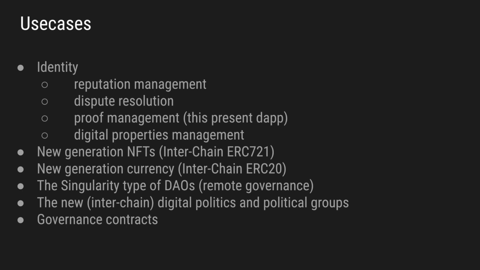You can have a new generation of NFTs, like an interchain type standard for ERC 721, a new generation of currency, an interchain type of ERC 20, singularity type of DAOs. You can have remote governance on a chain that focuses on another chain. And the new interchain digital politics and political groups that can be part of the way to secure a group of blockchains. And governance contracts.